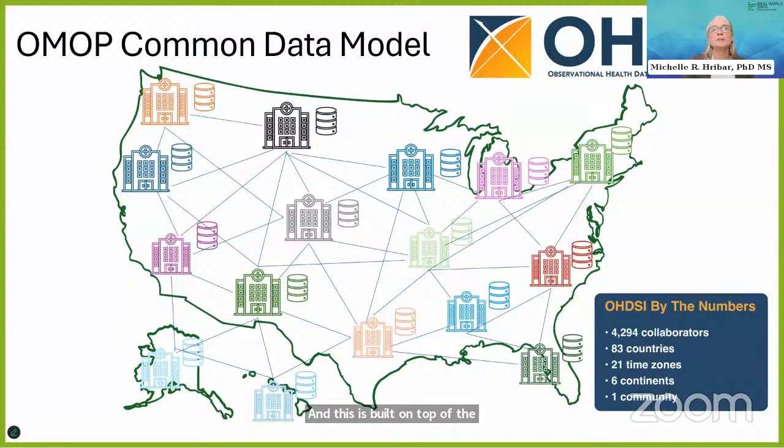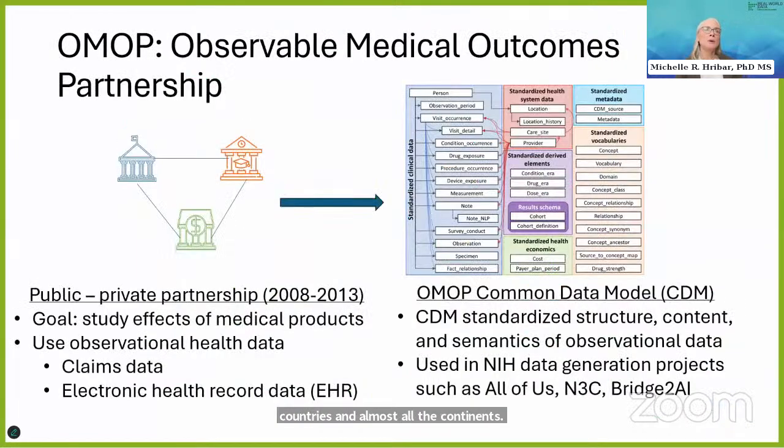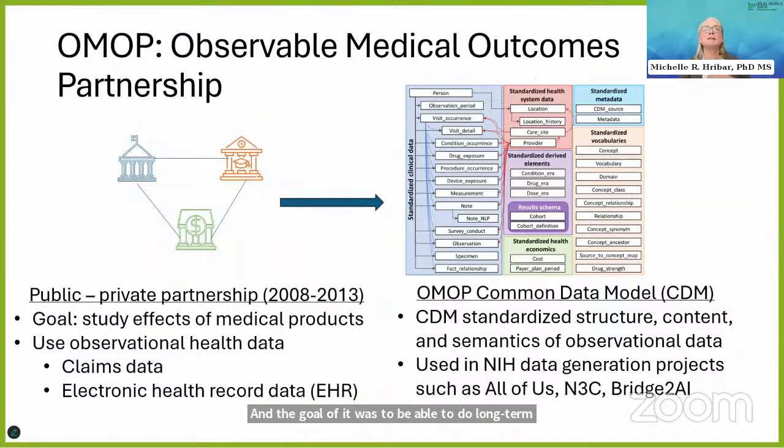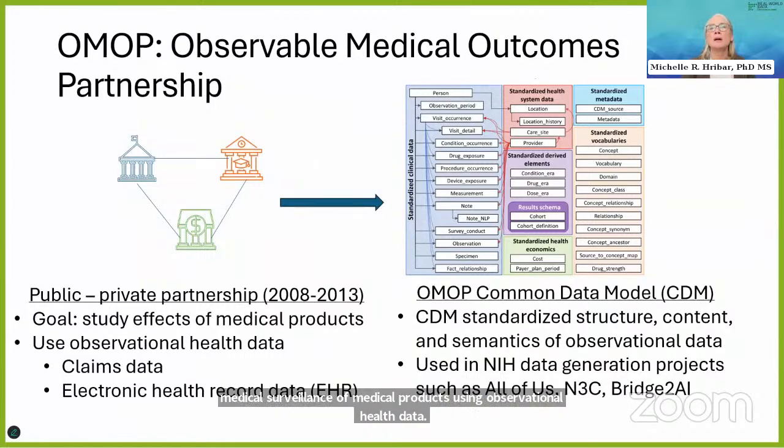This Odyssey network is really vast. It includes almost 5,000 collaborators across the world and represents 83 countries and almost all the continents. And they have been doing this for the last 10 years. OMOP stands for Observational Medical Outcomes Partnership. It was a public-private partnership over 10 years ago, and it was between the FDA, NIH, some pharmaceutical companies and academia. And the goal of it was to be able to do long-term medical surveillance of medical products using observational health data. And the outcome of this partnership was the OMOP Common Data Model.